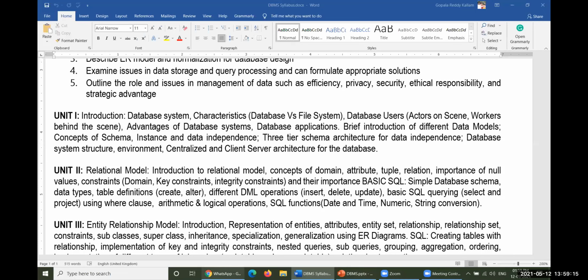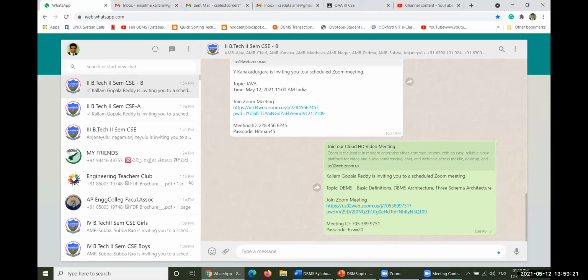The second one, as we go through the class, is the basic definitions of your database and the database architecture, and how the database will be defined. If possible, the three schema architecture, and in three schema architecture, we could also cover data independence. So these are the three topics I would like to concentrate on today. Without any further delay, let's get started.